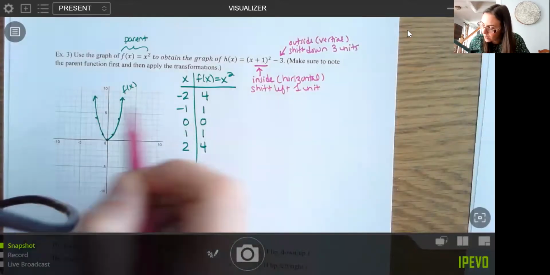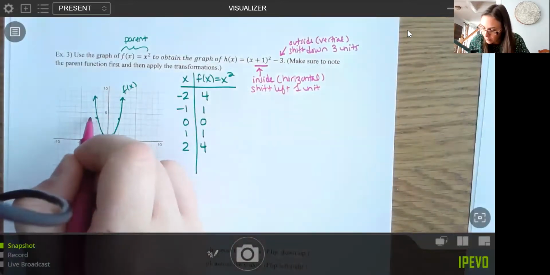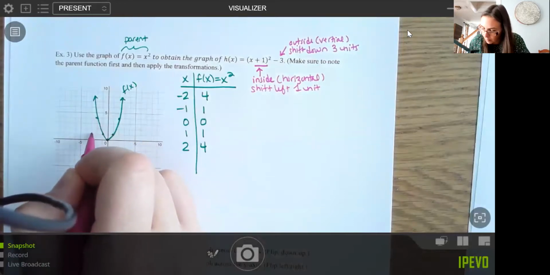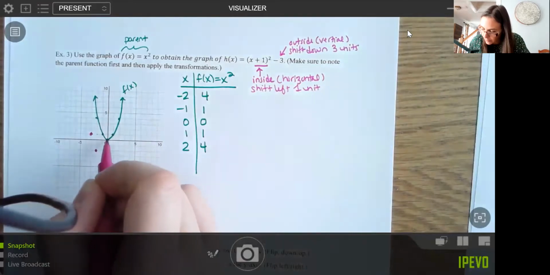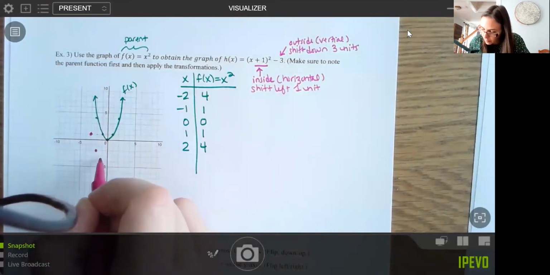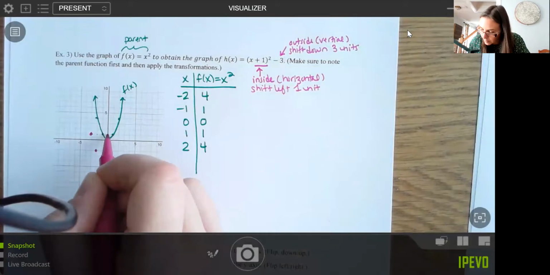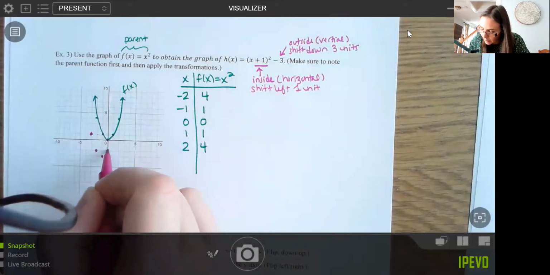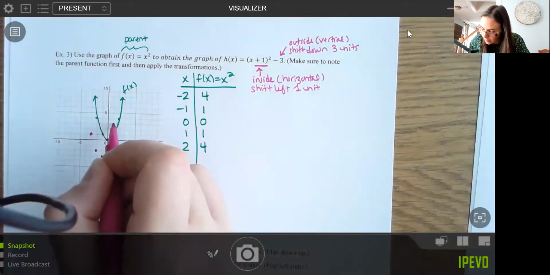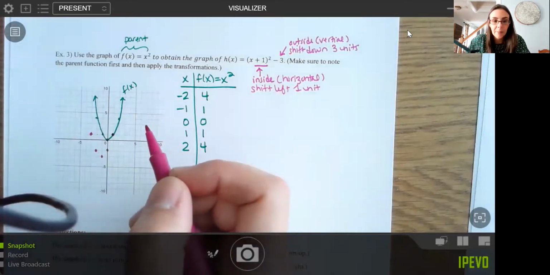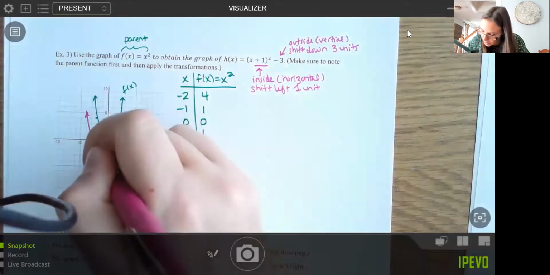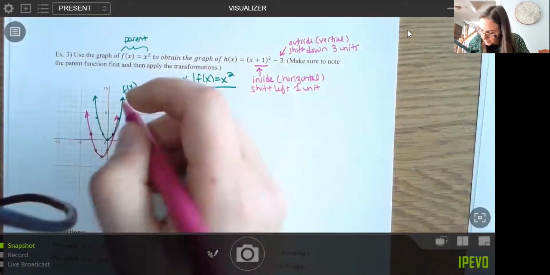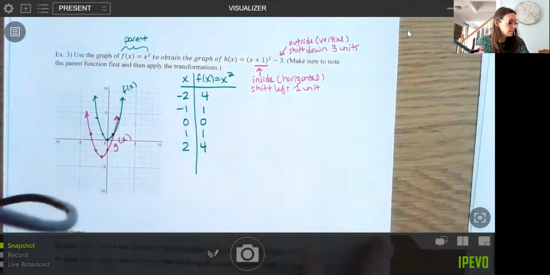I'm going left 1 and down 3. So left 1, down 3. Left 1, down 3. Then I'm going to keep the same general shape though. So it's still going to be that U shape. The shape doesn't change. And there is my new function.